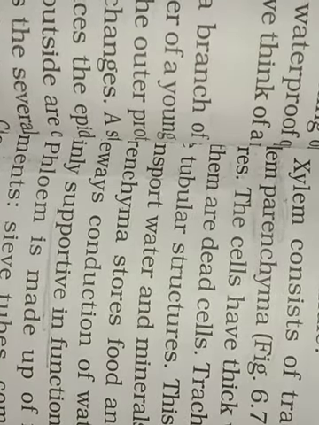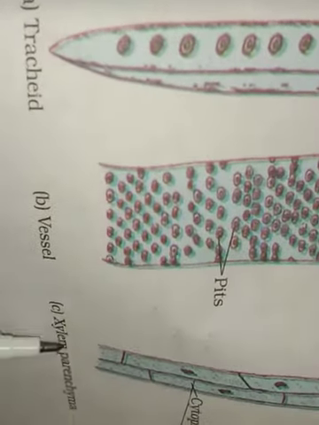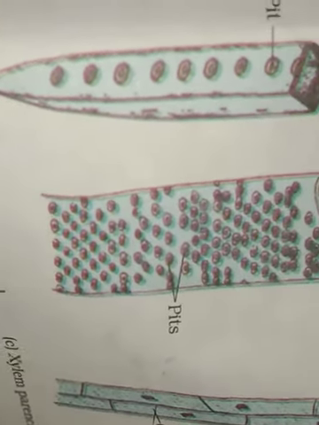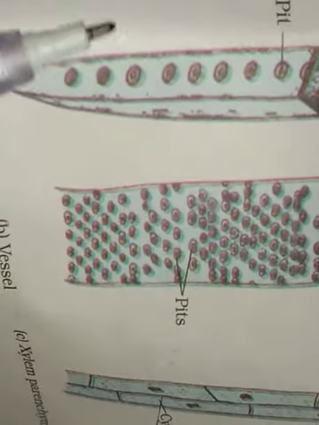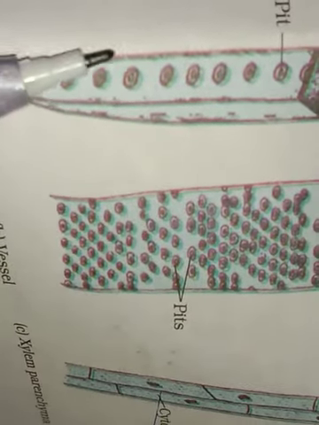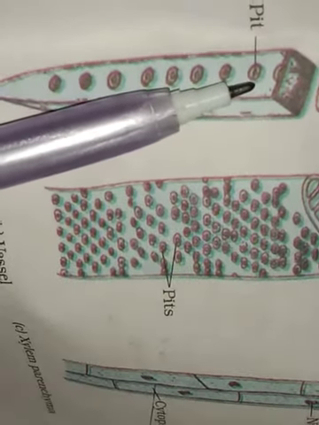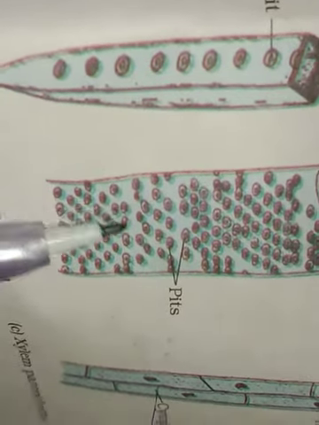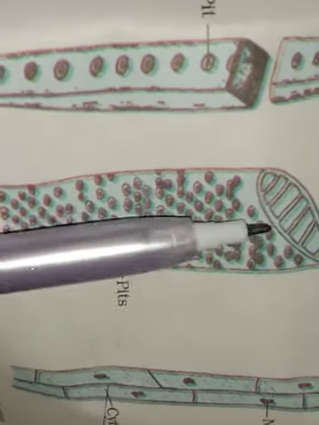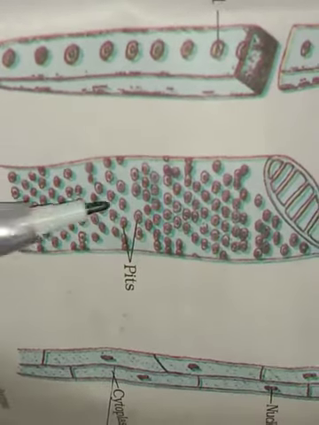Now let me show you a diagram. Yes, this one. You can see here, these are the tracheids, these are the vessels, these are the xylem parenchyma. Tracheids and vessels are both tubular in structure, and many pits or pores are present in them for the transportation of water. Here you can also see so many pits are present, and all of these pits or pores help in transportation of water.